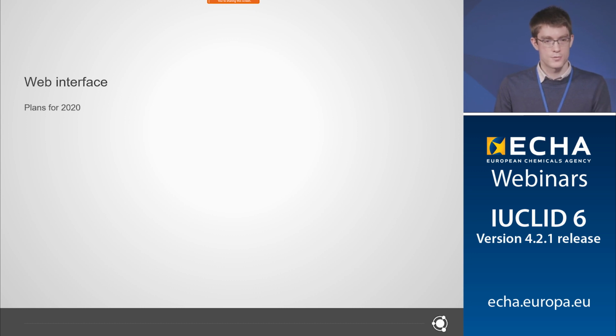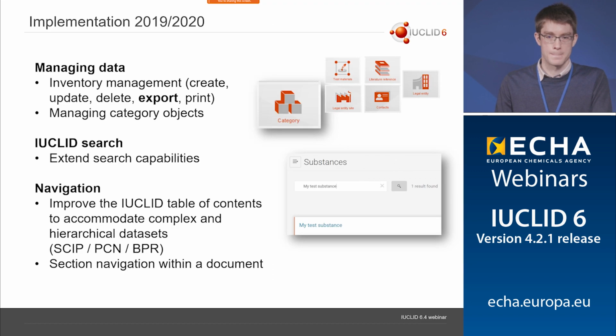So those are the key highlights from this version of Euclid 6.4. And I would like to actually move on to the plans we have for the rest of 2019 and 2020. So in the web interface, we still need to implement the rest of the inventory management. And this includes what we call the simple entities, such as reference substances, test materials, legal entities. So you can manage these entities abstractly in your database, and you don't need then to manage them inline when you're actually creating or editing documents.